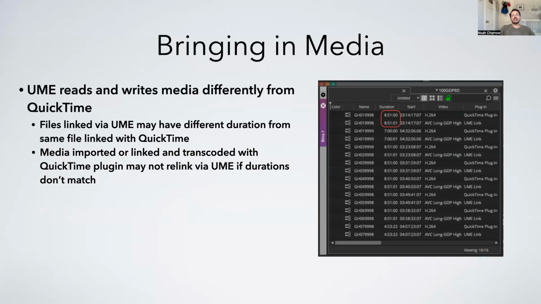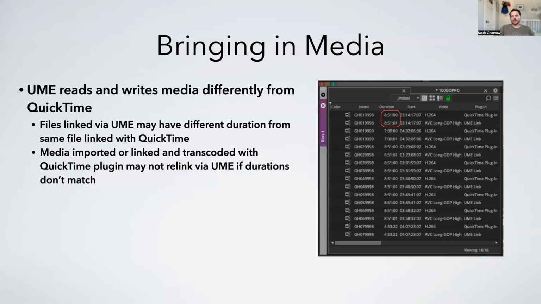So let's say you're working on a UME system, and your online is going to be done on a system that doesn't have UME. First of all, I would not recommend that. But even the other way around, let's say that you're working on a system that has QuickTime and your online editor is going to be linking to the clips. If you do all your transcodes using QuickTime linked media, then your online editor, if they're working on a newer Mac that doesn't have QuickTime, may not be able to relink some of those clips because the durations might vary, which is kind of a frustrating situation.